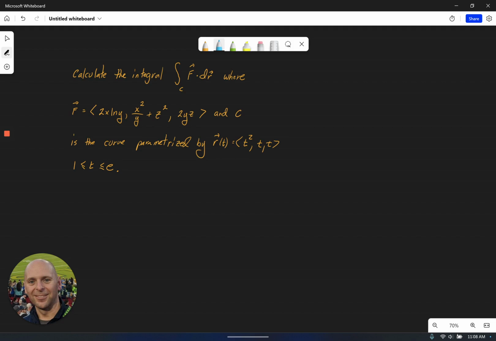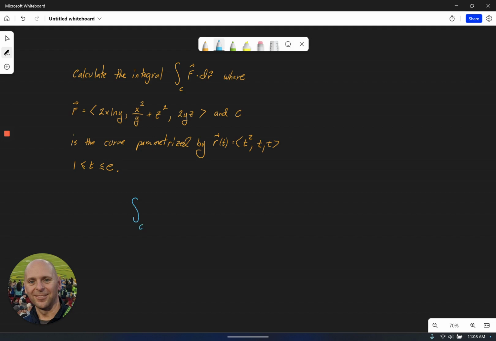We've got a particular field here where P is given as 2x ln y, Q is given as x squared over y plus z squared, and R is given as 2yz. Our curve is parametrized by the vector t squared, t, and t, and we're going to go from 1 to e on that time. So let's just look at this as a standard line integral.